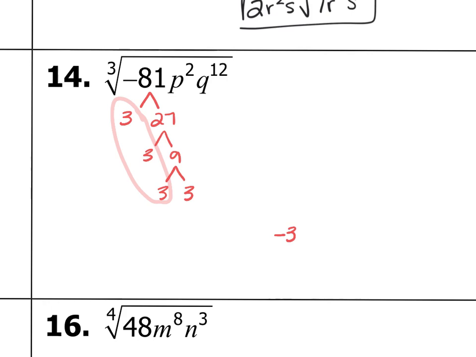And really what we've done is we've factored in that negative just one time, and the rest of them are positive. But I'm going to pull out a negative on the outside of my radical, and I'll have a 3 on the inside.